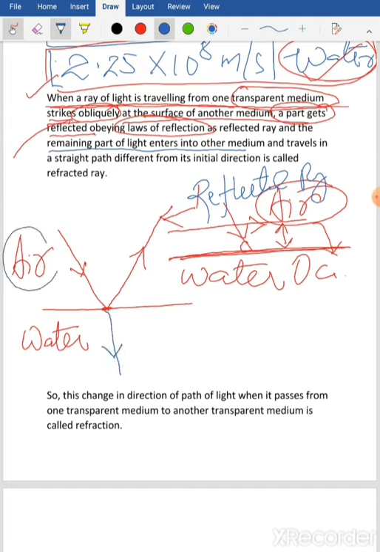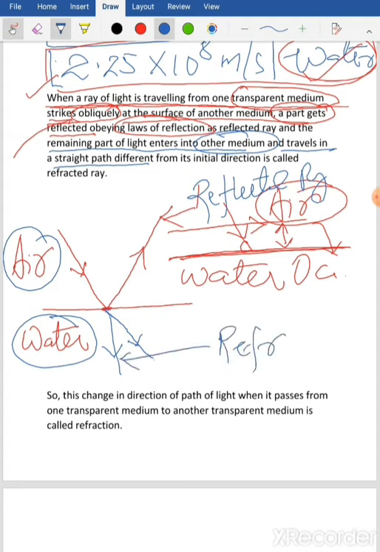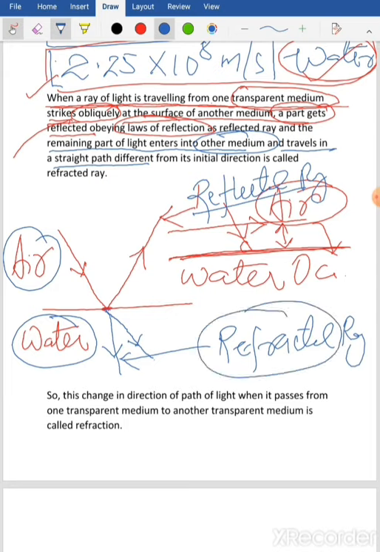So air बाट अब कहाँ गयो? Water. So it's entering another medium and travels in a straight path different from its initial direction. So पहिला को direction त यस्तो थियो light को, isn't it, when it was traveling in air, but now it has changed the direction, and this ray which has changed the direction is called as refracted ray. Okay, so don't get confused between reflected ray, reflected चाहिँ same medium मा वापस जाँदैछ, whereas refracted चाहिँ अर्को medium मा गएको ray लाई चाहिँ के भन्छ?